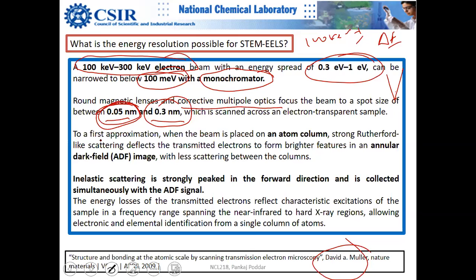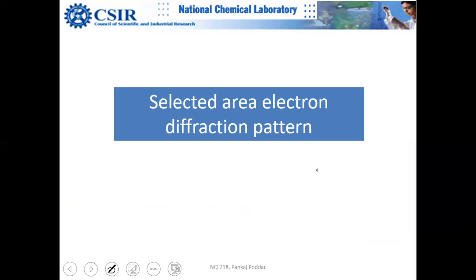So to a first approximation, this is very serious business. The beam is placed on an atom-thick column. Please note this line. It's a very serious thing. Strong Rutherford scattering deflects the transmitted electrons to form a brighter feature in the annular dark field, with less scattering between the columns. So you are looking column by column, one single atomic column, vertically. Inelastic scattering is strongly peaked in the forward direction, which we will see later on.